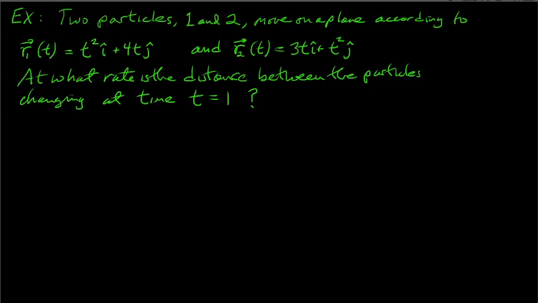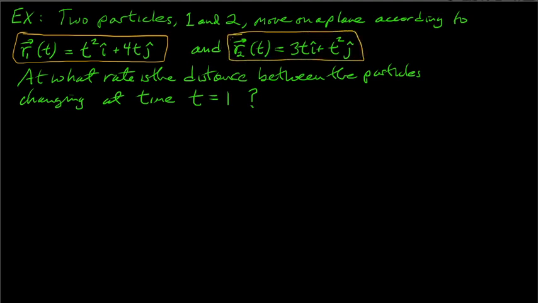Okay, so here's a fun little problem that I adapted from the homework, number 13 and 14, similar to this. You have two particles moving on the xy plane. The first particle's position at any given time t is t squared i plus 4t j. For particle 2, its position is 3t i plus t squared j. And the question is, at what rate is the distance between the two particles changing at t equals 1?